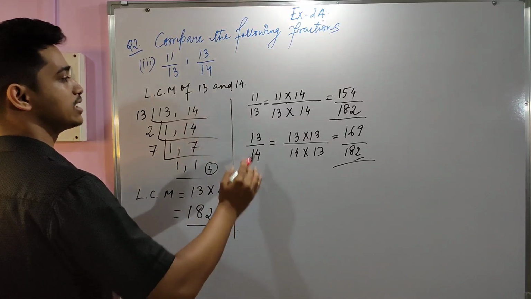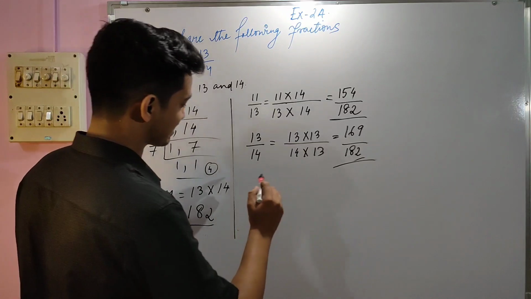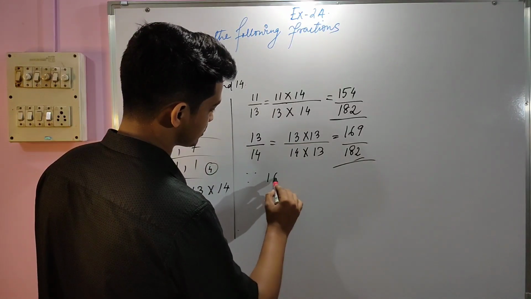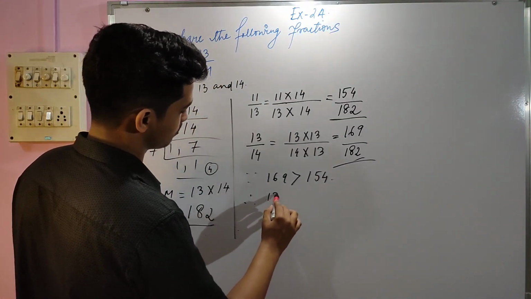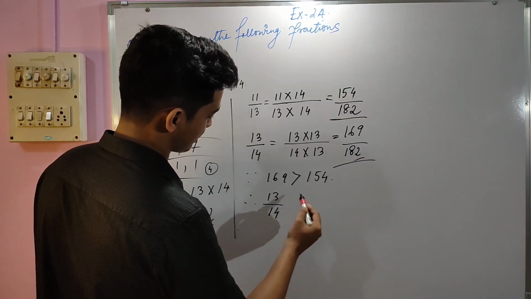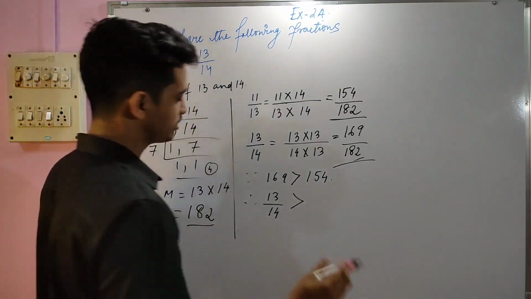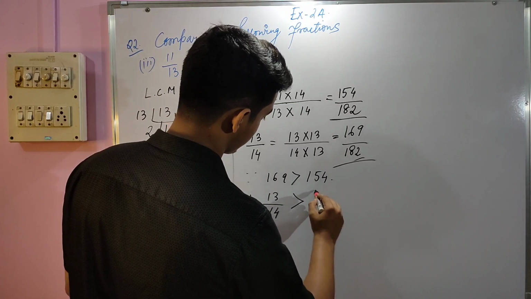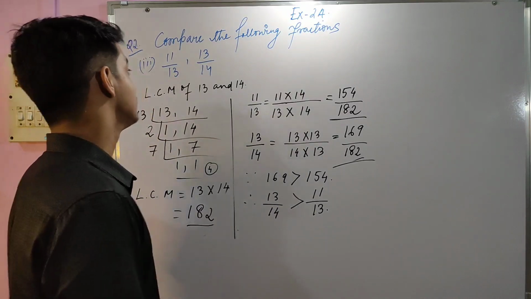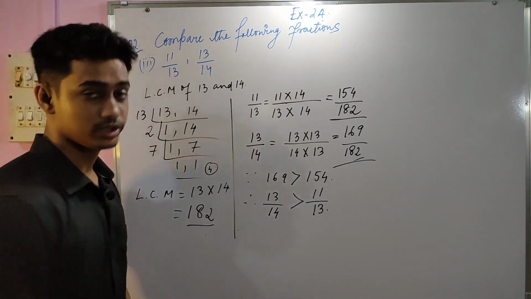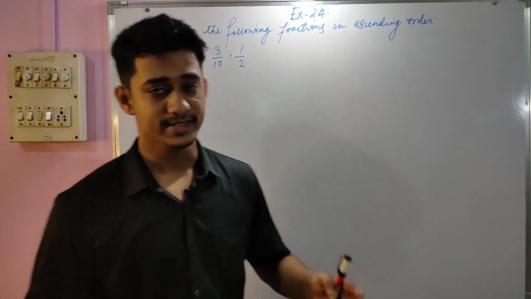So that means 13 by 14 is greater than 11 by 13. So what we have to do, we just write down, since 169 is greater than 154, therefore 13 by 14 is greater than 11 by 13. Either you can put this sign or you can simply write it in words, that is also okay. So that is question number 2, and let's just continue with question number 3. So here it is, question number 3.